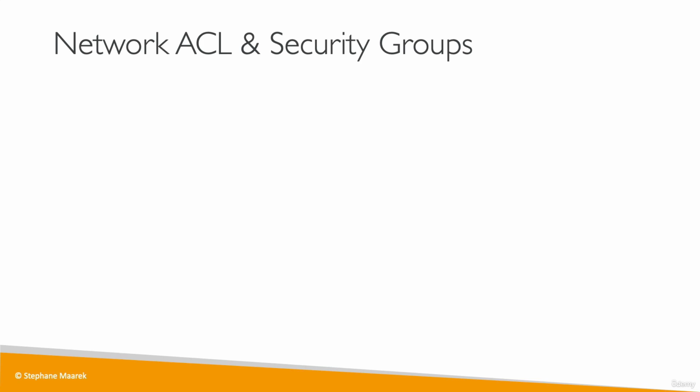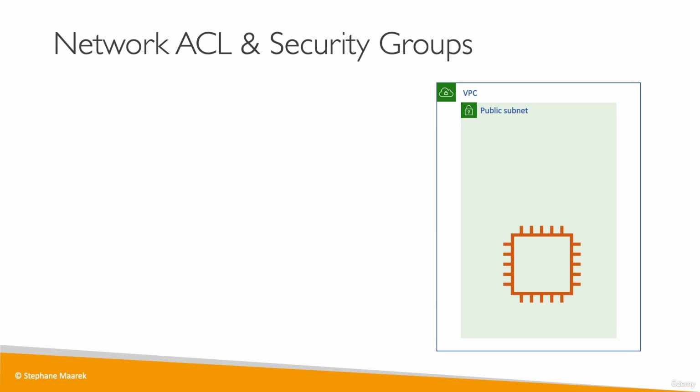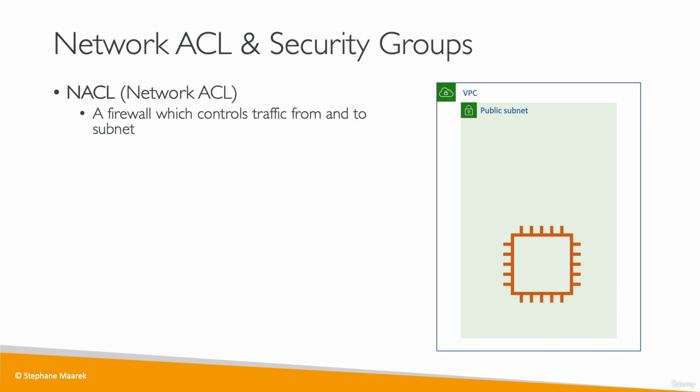Now let's talk about network security within our VPC. So we have network ACLs and security groups. If we look at our VPC and look at a public subnet, we have an EC2 instance. And the first line of defense for our EC2 instance is a NACL, or a network ACL, which is a firewall that is controlling traffic from and to the subnet.